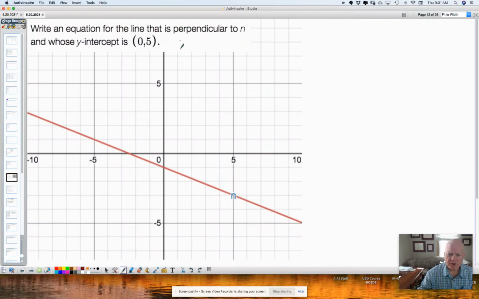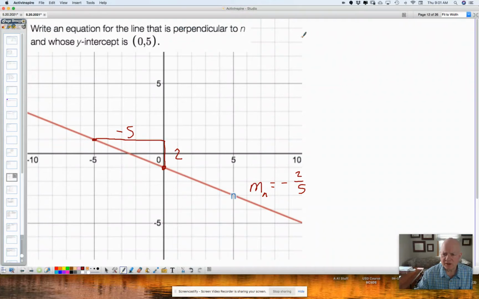So, an equation for the line that is perpendicular to this line, whose y-intercept is (0, 5). So we need to go find the slope of this line. We're going to find two lattice points. Lattice points are points that are on the lattice or on the grid. I usually start low so that I can go up, and that would be positive, and then it's either to the left or to the right. To the left would be a negative. So my slope here, the slope of line N, is equal to negative 2 over 5.